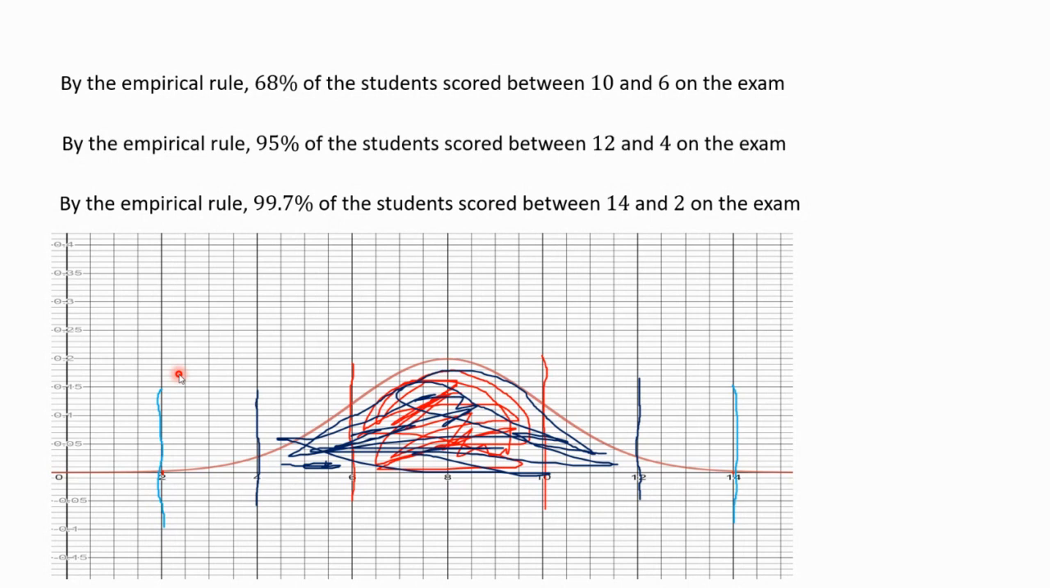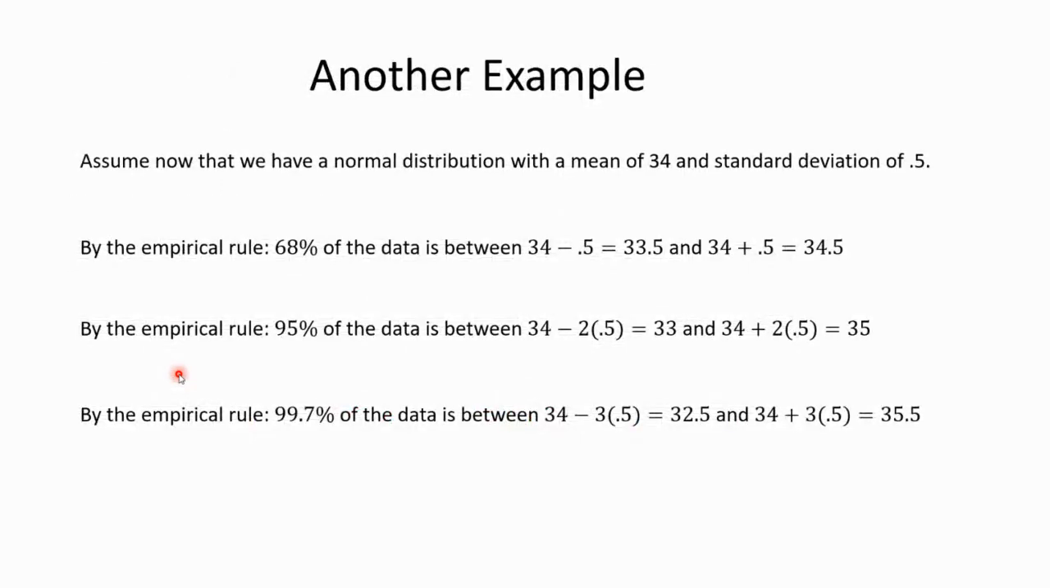But are there any questions on this? Okay. Well, here's another one. Let's suppose now we have a normal distribution just like before. Let's say the mean here was 34. And let's say the standard deviation is 0.5.